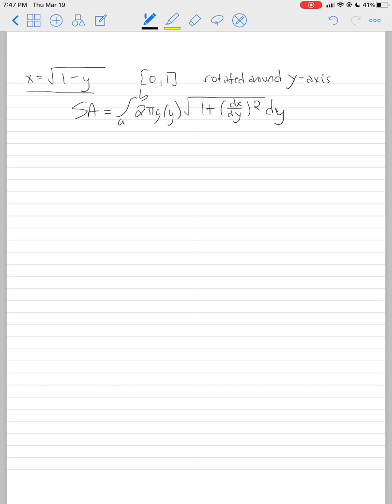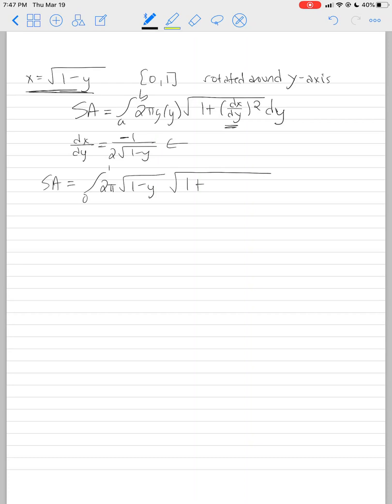The one thing I'm going to do before I go to the integral is compute what this dx dy is. Dx dy, that is the derivative of the equation. Well, I have a chain rule. It's 1 over twice the square root times the derivative of the inside, which puts a -1 on the top. So now I plug into my formula. I'm integrating from 0 to 1, 2 pi times my equation times the square root of 1 plus this thing squared. Well, when I square this, what do I get? Well, -1 squared is 1, 2 squared is 4, and a square root squared cancels.